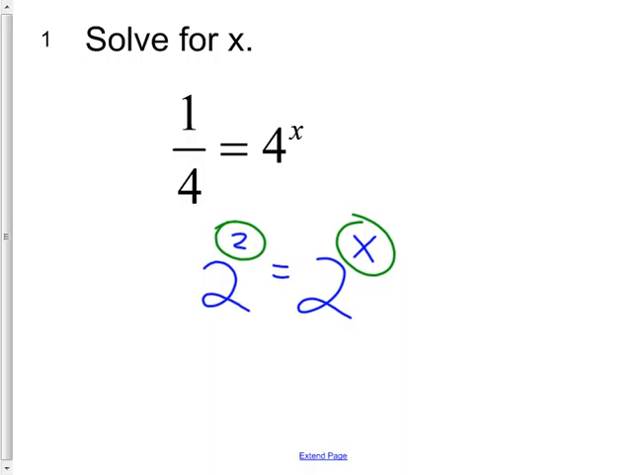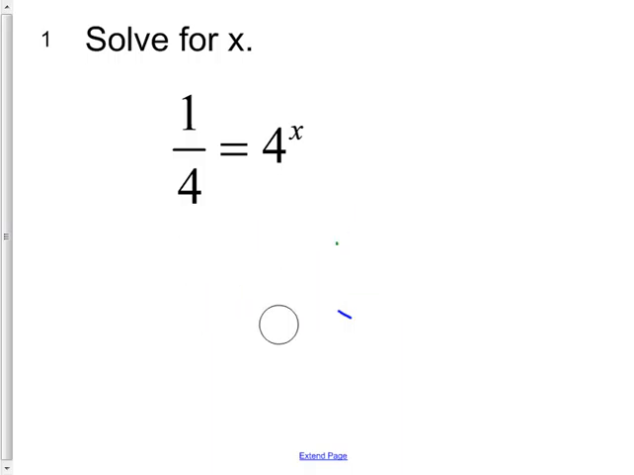All right, so if I could rewrite this problem right here, 1/4 could really be written as 4 to the what? -1. Then I could say this is 4 to the -1 equals 4 to the x. And now the bases are the same. I'm going to train you to do this. If the bases are the same, just cancel them. And then the answer is -1 equals x.